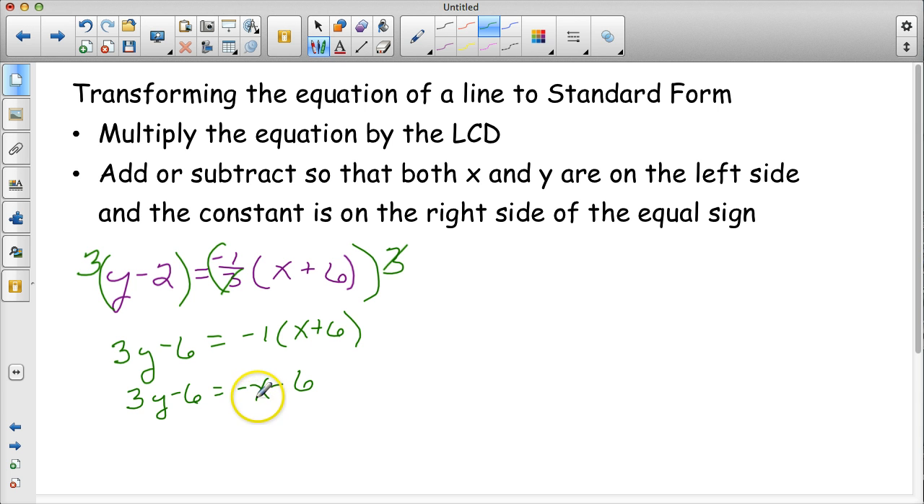Now what I need to do is move the x to the left side of my equal sign. I do that by adding. So when I add x to both sides, I get x plus 3y minus 6 equals negative 6. Now I need to move the negative 6 to the right side, and I do that by adding. So x plus 3y equals negative 6 plus 6, or 0. And this is standard form. So C equals 0. And that's okay. This is the standard form of an equation of a line.